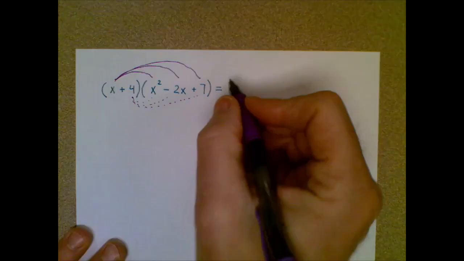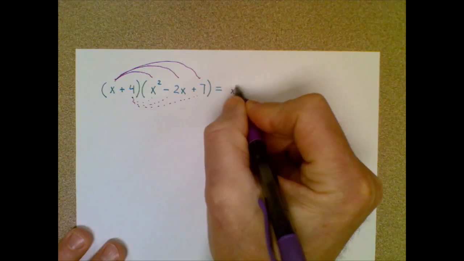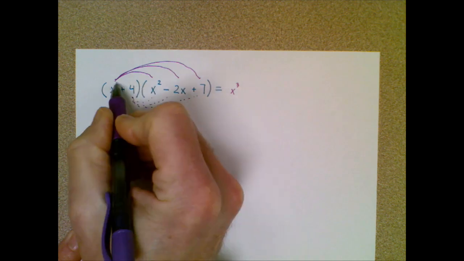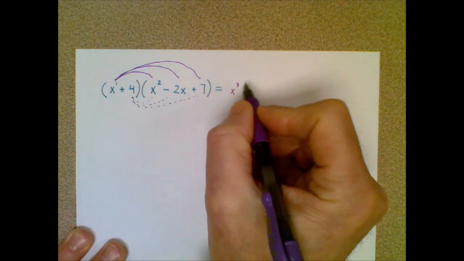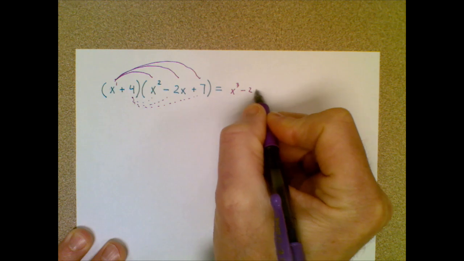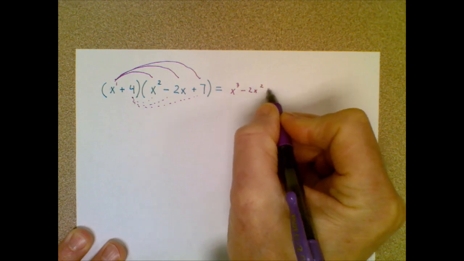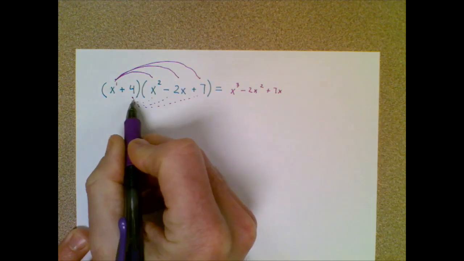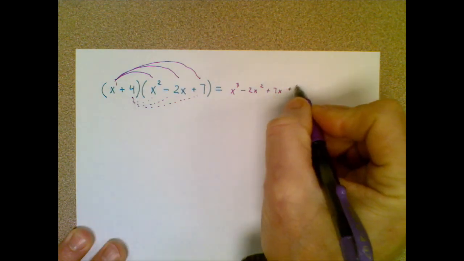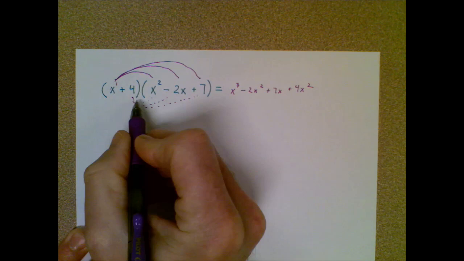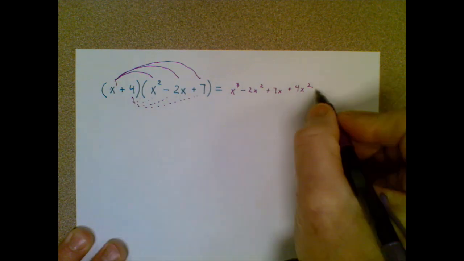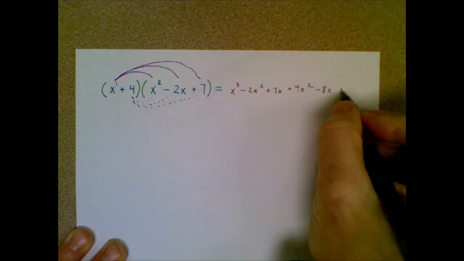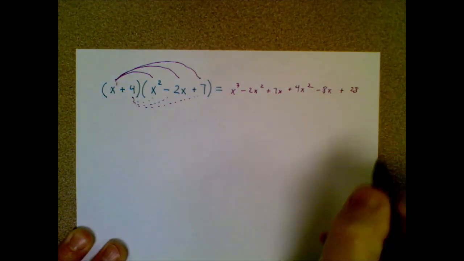Now I'm going to carry out all that multiplication. The first swoosh, x times x to the second, I add my exponents and I get x to the third. And I'm going to keep doing now the second swoosh, now the third swoosh. Now I'm going to start down here. Now I do the 4 times the minus 2x and the 4 times the 7, and I get a very long polynomial.